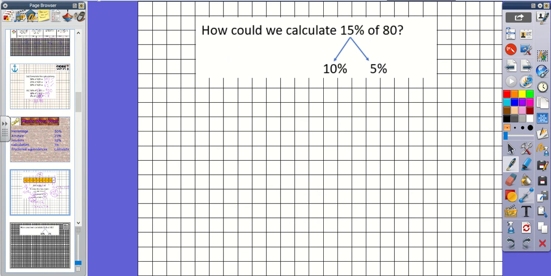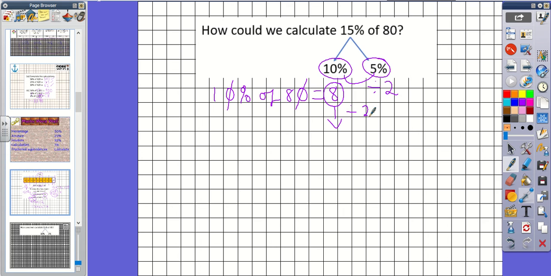So let's have a look at this one. How could we calculate 15% of 80? Now I have partitioned 15 into 10% and 5%. So let's find 10% of 80. So 10% of 80 equals, now I can see I've got a 0 on 80, a 0 on 10. So 10% is 8. Now I know that 5 is half of 10. So my answer for 10%, I then need to halve.